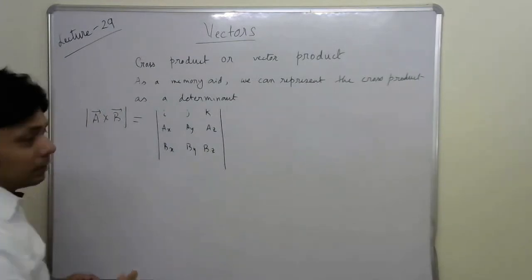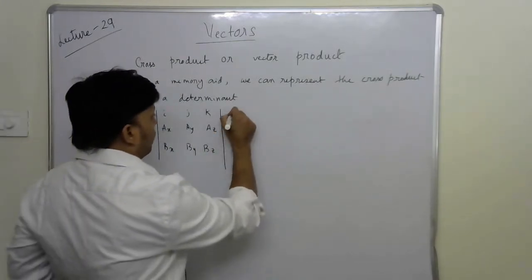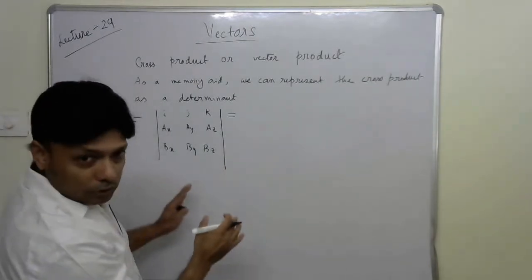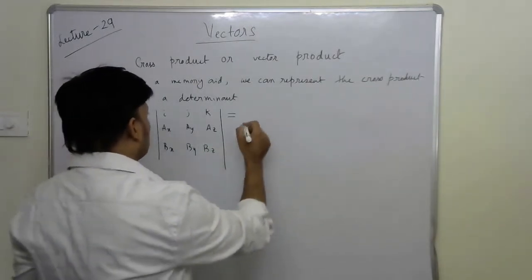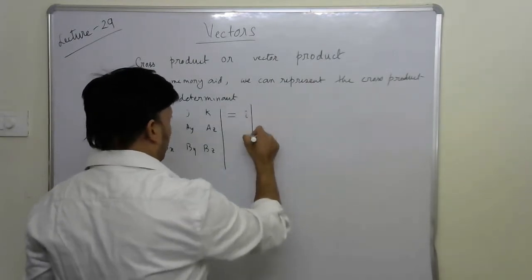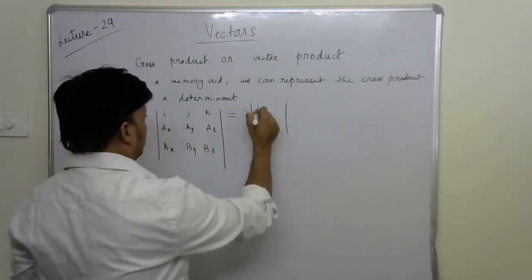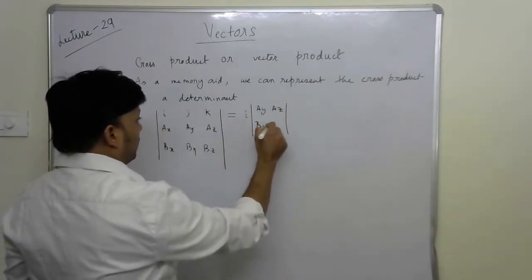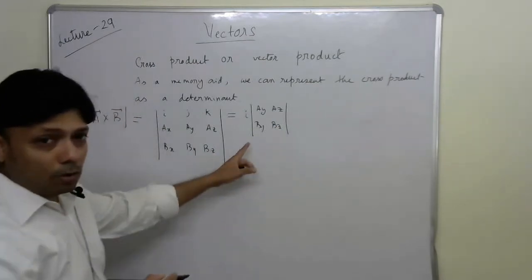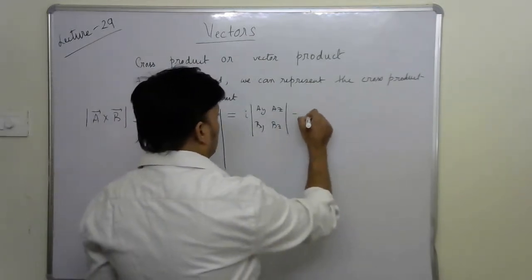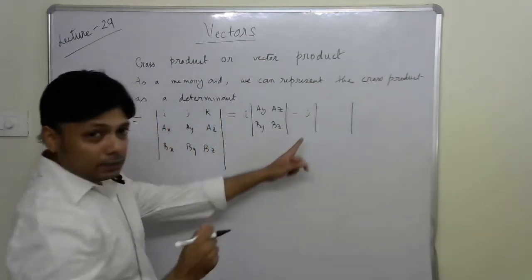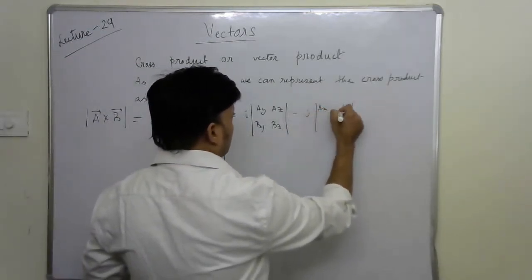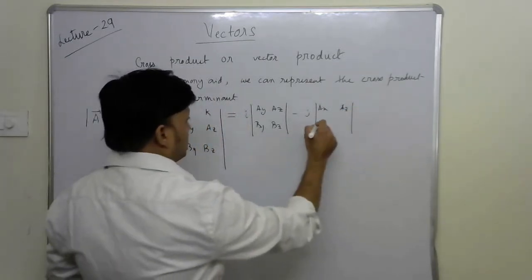Now this makes it so easy to find the final product. How? Once we evaluate this determinant, we do it like this: I multiplied by the determinant with Ay, Az and By, Bz. Hope you remember this from your high school days. Now we have minus J. Why the minus sign? Probably you can now recollect. Ax, Az and Bx, Bz.